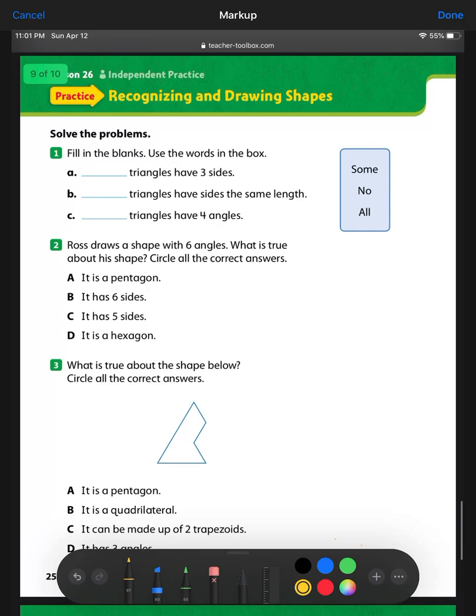Since we can't take a test today on our math, we're going to do another practice page. This is page 256 and 257 out of our 3+8 Ready Math book. We are working on lesson 26 this week, Recognize and Draw Shapes. This page is usually independent practice, but we're going to do it together today. Number 1 says, fill in the blanks. Use the words in the box.